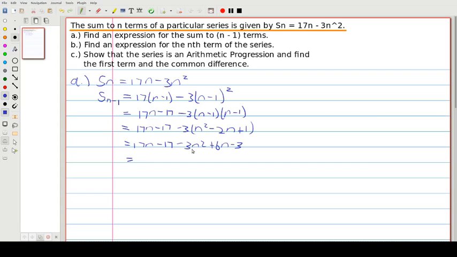And finally we just collect like terms, so negative 3n squared, that's the only squared term we have. Then we have all the n's, so 17n plus 6n gives us plus 23n, and negative 16 minus 3 gives us minus 20. So there is our answer to question A. Now let's look at question B. So question B asks us, find an expression for the nth term of the series.